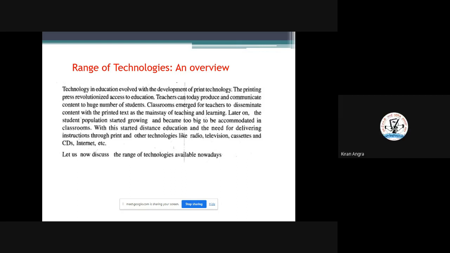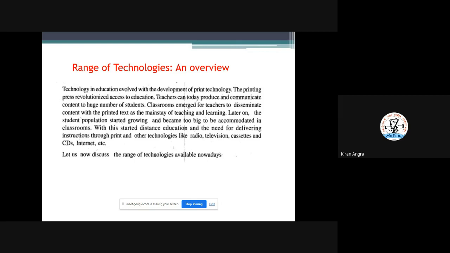When the learners become large in number, they cannot be accommodated in the classrooms. So hence the concept of distance education came into picture. So this is the print technology which makes people first educate themselves. Then there are a range of technologies which are available.